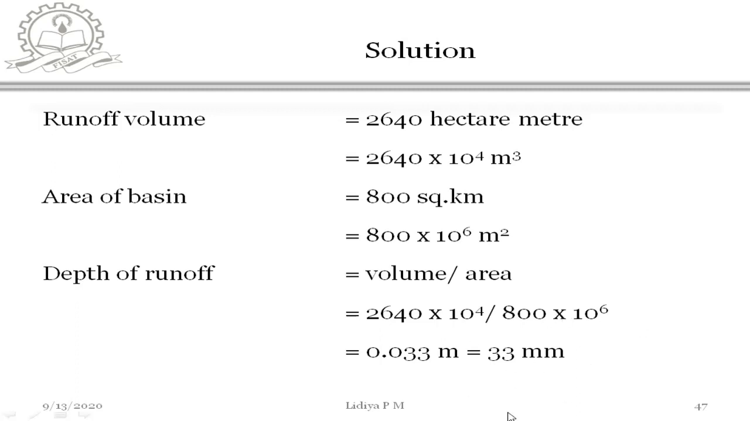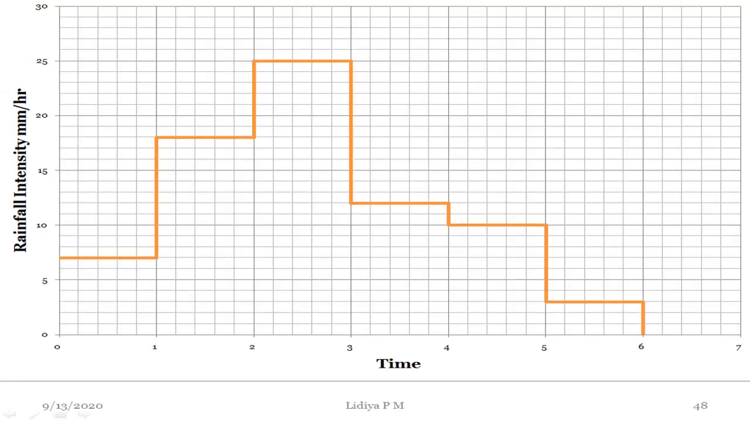Then the next step: the rainfall intensities are given. Using that, draw the hydrograph. So for the first 1 hour it is 7, then it is 18, 25, like that. Total 6 hour duration, the intensity of rainfall is given. So first we are drawing the hydrograph. Okay, this represents the hydrograph.